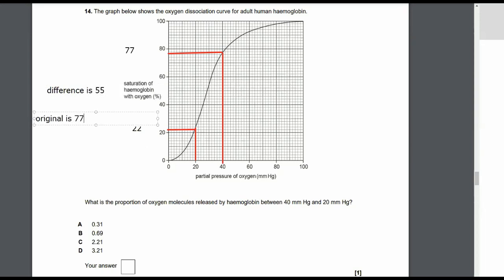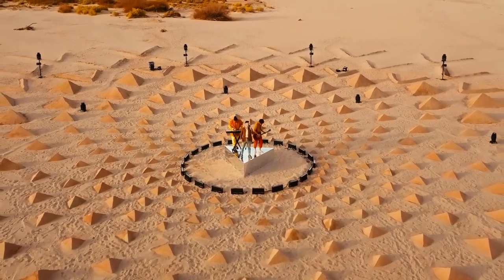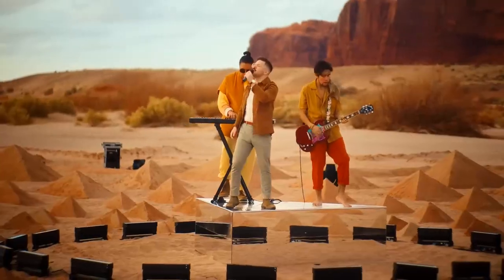We know that the starting saturation was 77. So I can do the difference over the original, and that will give me the proportion that has been unloaded. So what is the proportion of 55 out of 77? It's roughly 0.7. So it looks like my answer is going to be B. I know that wasn't exact, but I'd need to zoom in on that graph to get the little squares perfect for that. And that's close enough for me to confirm the answer is B. Awesome. Let's move on.